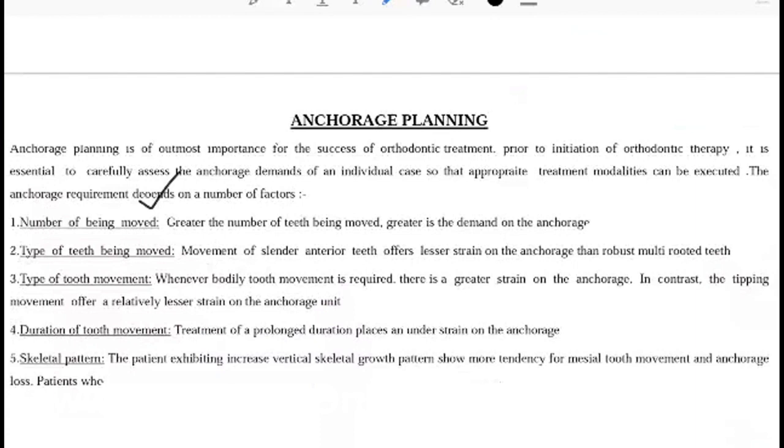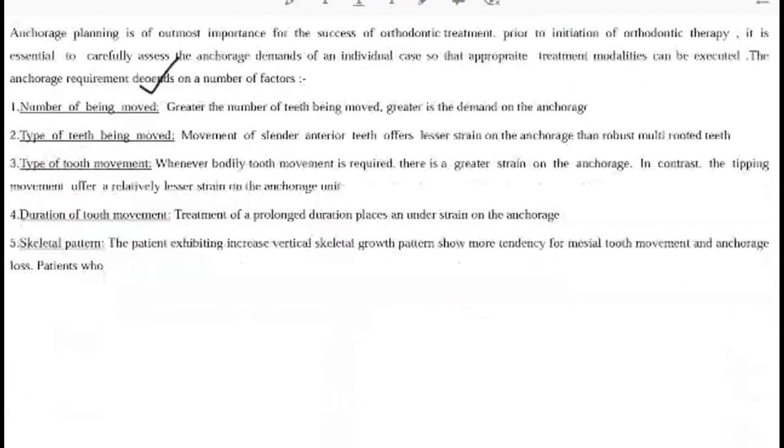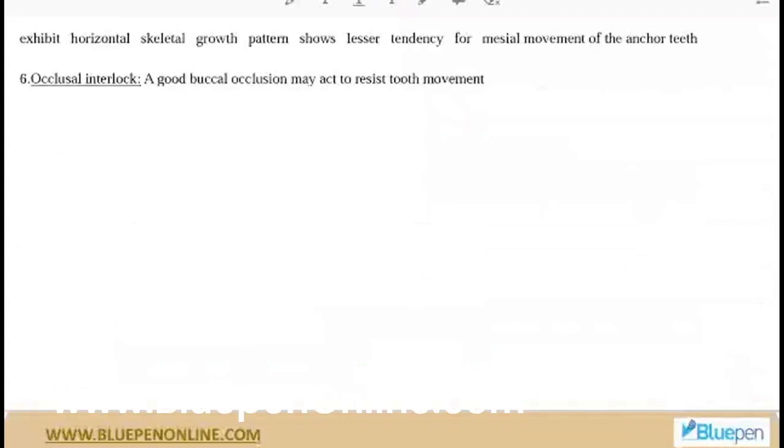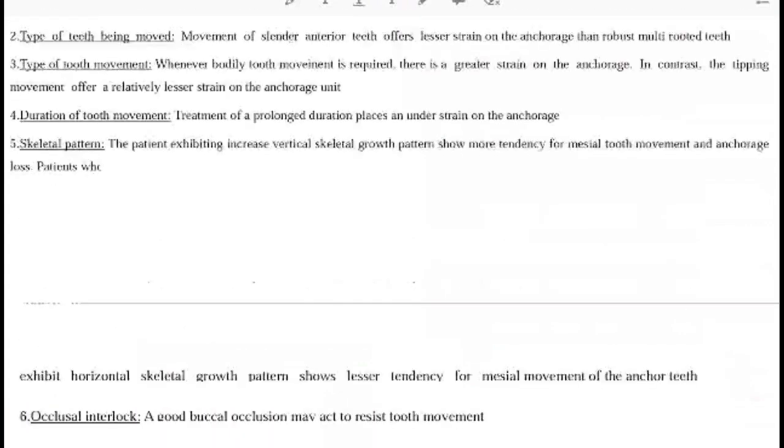Then occlusal interlock. A good buccal occlusion may act to resist tooth movement. So these are some factors according to which we have to plan. So these are some requirements. So this was a very short topic, the anchorage one.